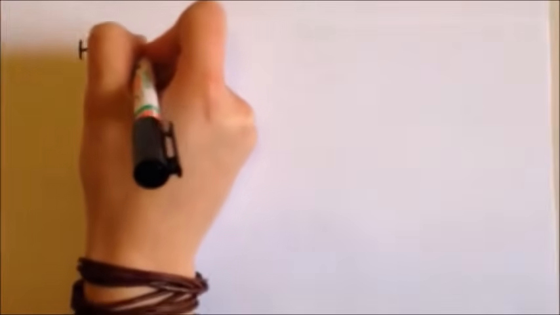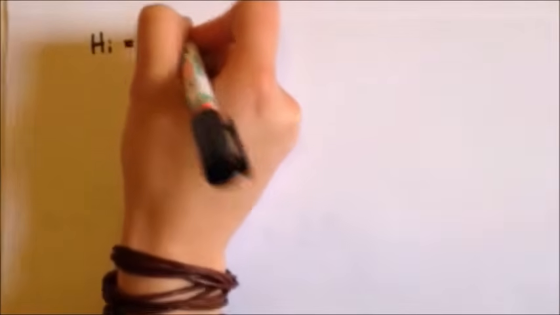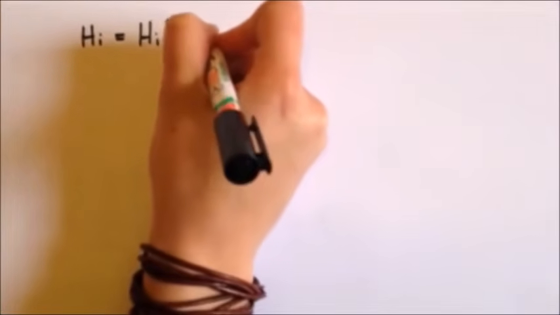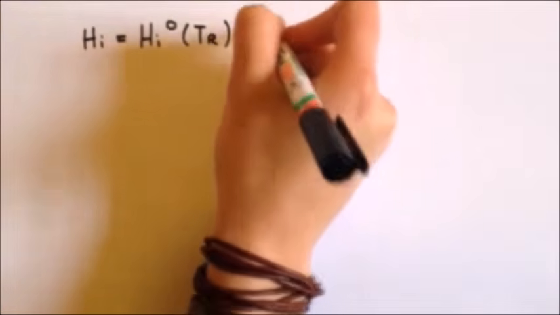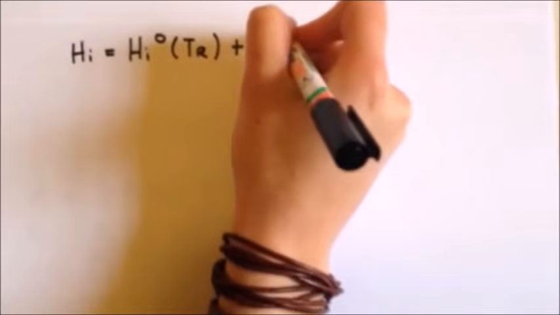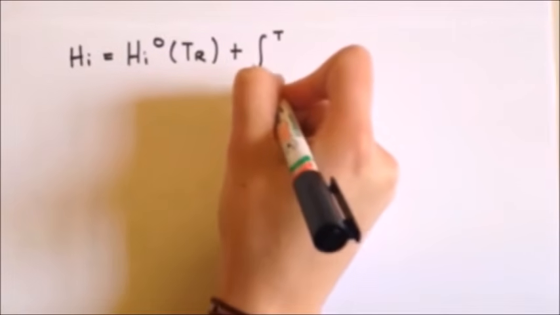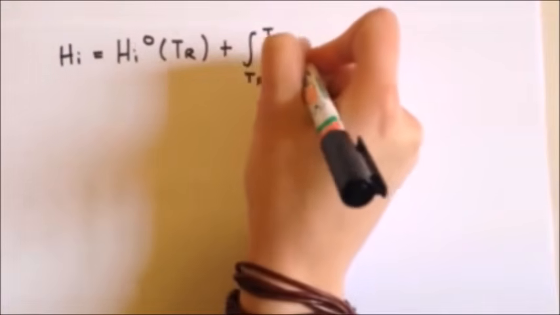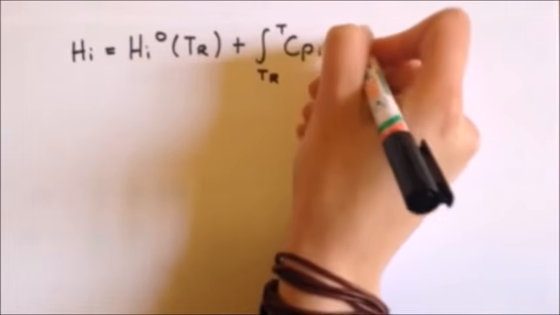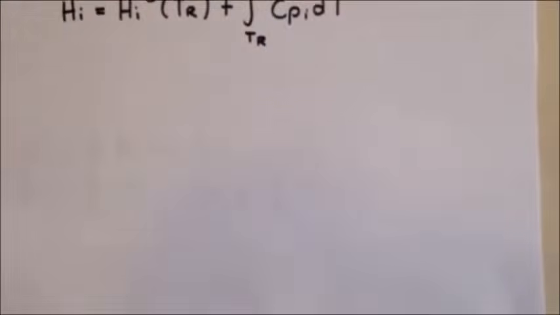The enthalpy terms in the energy balance can be related to the Cp value. If we assume that no phase changes occur inside the reactor during the chemical reaction, the enthalpy of formation at the reference temperature and the enthalpy of species i at temperature T, the temperature of the reaction, is related by the following equation.